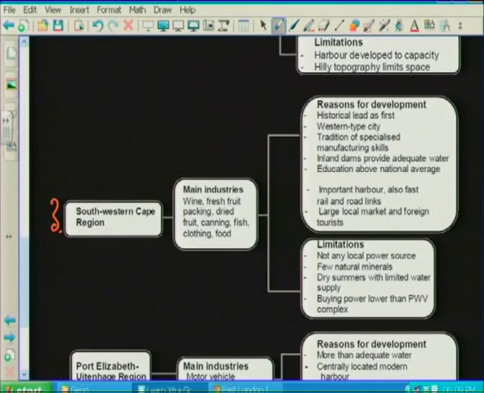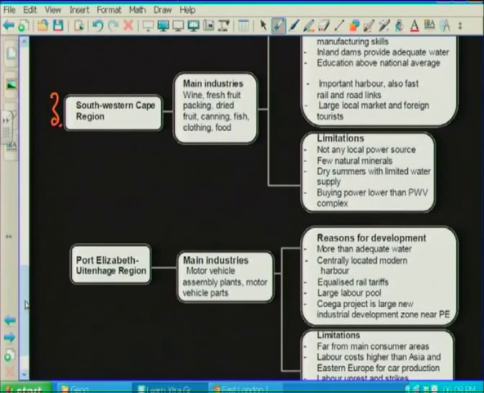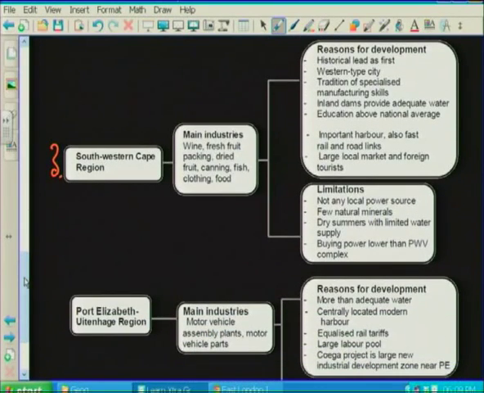The third region, Southwestern Cape, main industries: wine, fresh fruit, packaging, dried fruit, canning, fish, clothing and food. There's all your reasons again there. And remember, historically this was the most developed city in South Africa, Cape Town, with the arrival of Van Riebeeck, the whole history of the colonial empire, and people stopping over at Cape Town as a halfway point to Europe in their little traverses or travels.